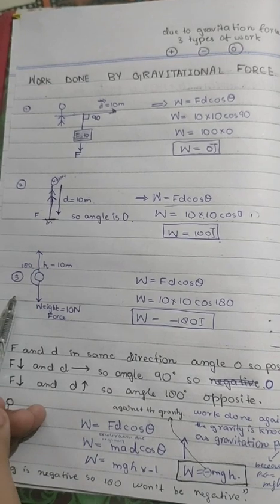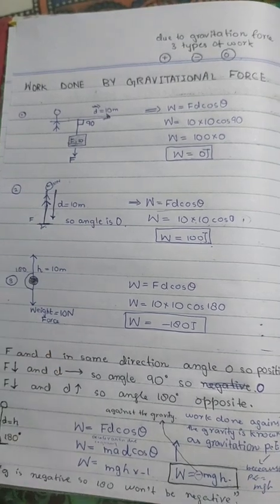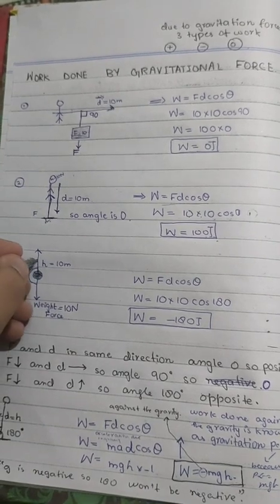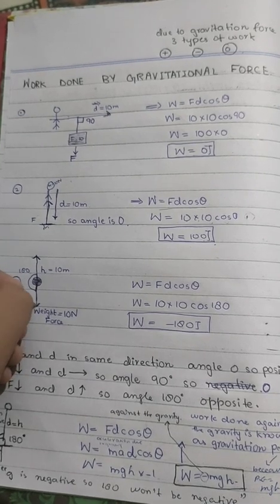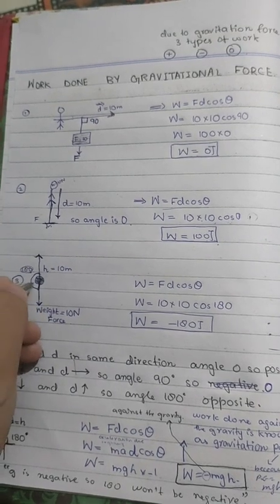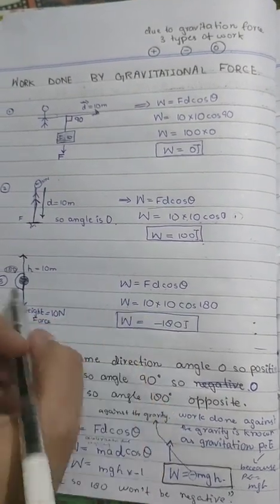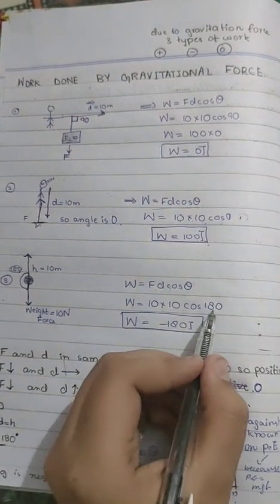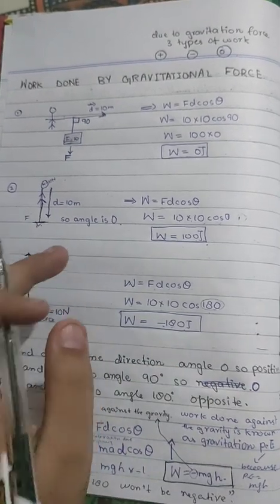In the third diagram, suppose we have a body, and the body has a height of 10 meter. The body weight is 10 Newton, placed downward, and the angle is 180 degrees, as they are in opposite directions. So work done Fd cos theta is equal to force 10 Newton, displacement 10 meter, and cos 180 is always negative. So this is in the negative direction.